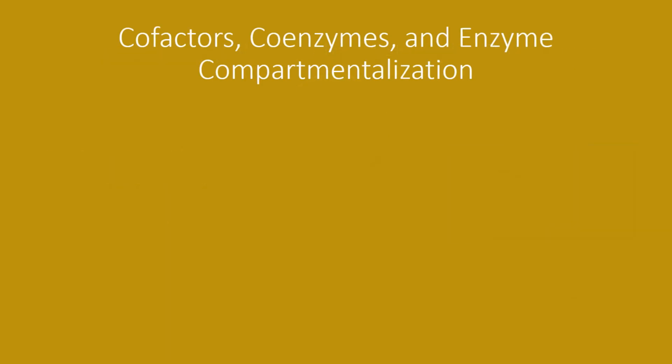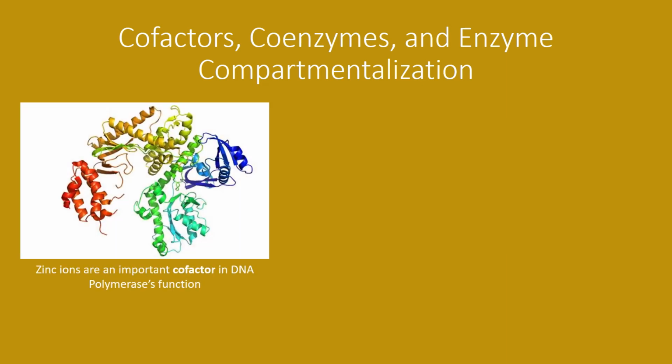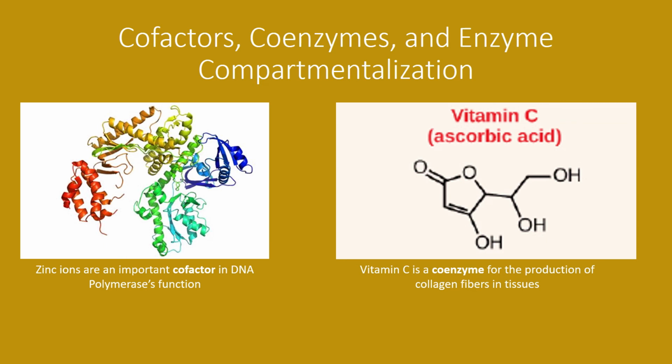Enzymes can't work without helper molecules. Many of these are essential nutrients you need in your diet. Two types of helper molecules are cofactors, which are inorganic ions like magnesium and iron. DNA polymerase, an enzyme that builds DNA, requires zinc ions as cofactors to help it function. Coenzymes are organic molecules and are mostly vitamins. Vitamin C can be used to build collagen to help strengthen tissues throughout the body, making vitamin C an important coenzyme.